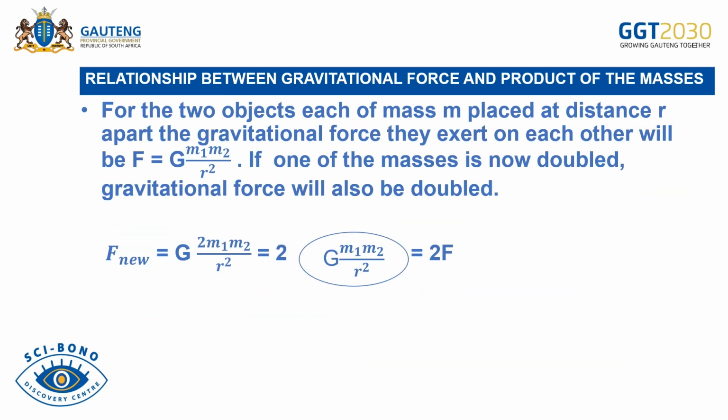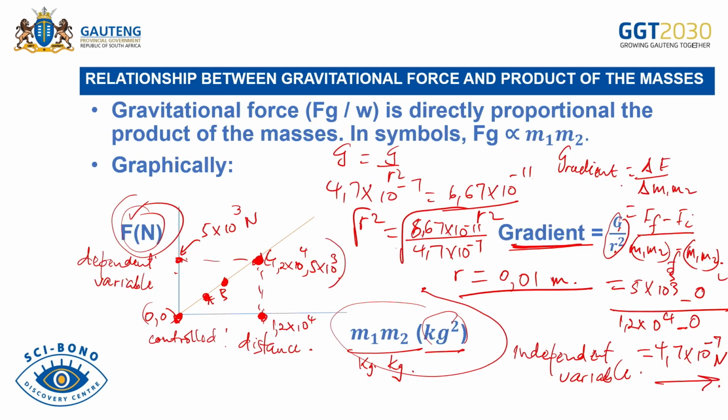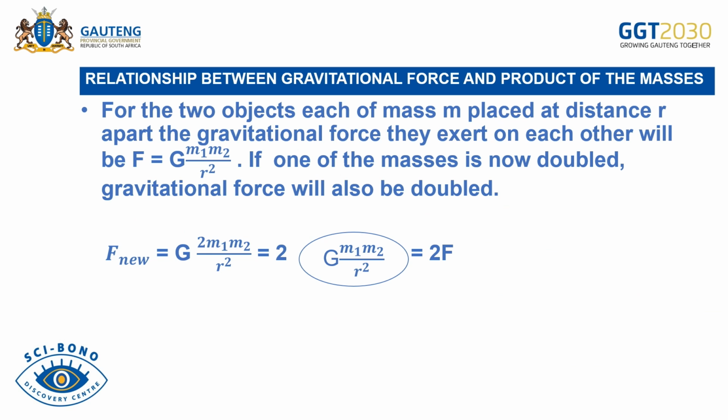Before that, there are questions where you have to use proportionality. For example, this one. For the two objects, each of mass m, placed at a distance r apart, the gravitational force that they exert on each other is F. If one of the masses is now doubled, the gravitational force will also be doubled. Why am I saying that? It's because F and the product of the masses are directly proportional.